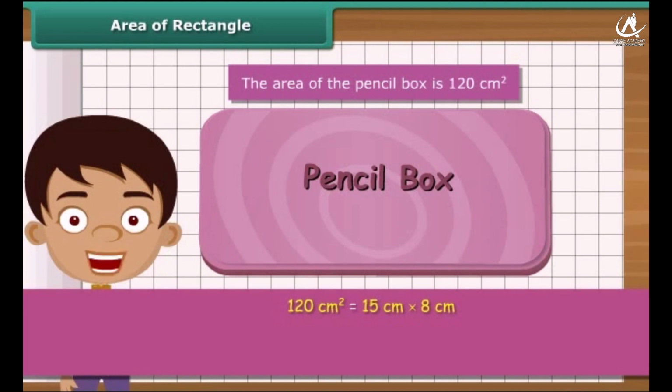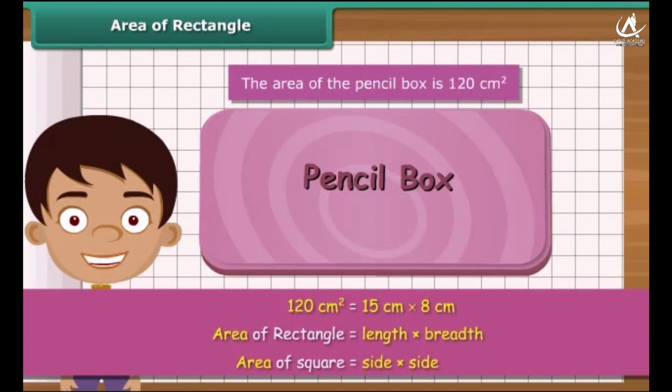So we can generalize that the area of any rectangle is obtained by multiplying its length and breadth. Since a square is a rectangle whose length and breadth are equal, the area of a square is obtained by multiplying its side and side.